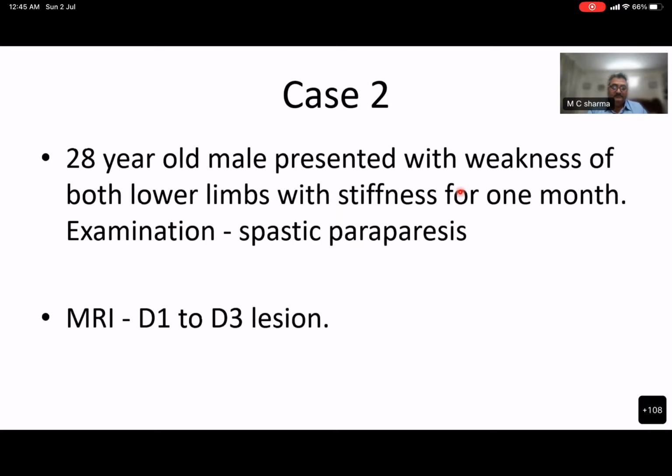Yes, yes. So case 2 is Janki, right? Yes, ma'am. Yes, Janki, all yours. A 28-year-old male presented with weakness of both lower limbs with stiffness for 1 month. Examination showed spastic paraparesis, which means both limbs are affected. MRI showed a T1 to T3 lesion.